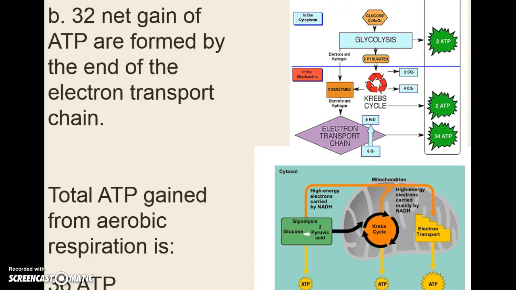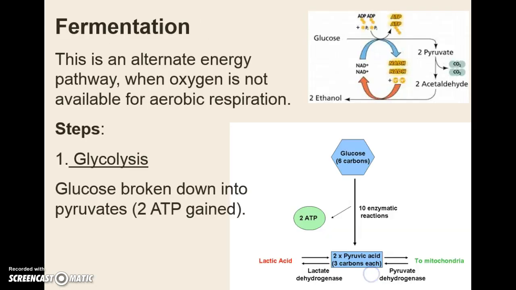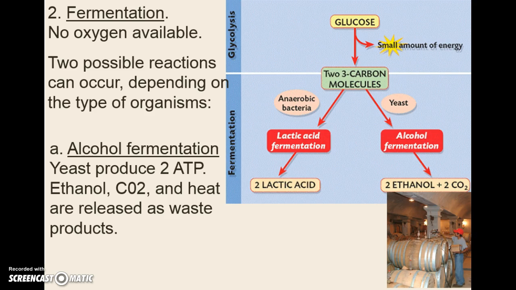I mentioned that 36 ATP per glucose. That's if it's aerobic, if there's oxygen present. But what if it's not? Well, in that case, we have something called fermentation, or anaerobic respiration. Here, we go through glycolysis, so same first step, 2 ATP gained, no oxygen needed. But now we're stuck. We can't go to the Krebs. So our body has to go through fermentation.